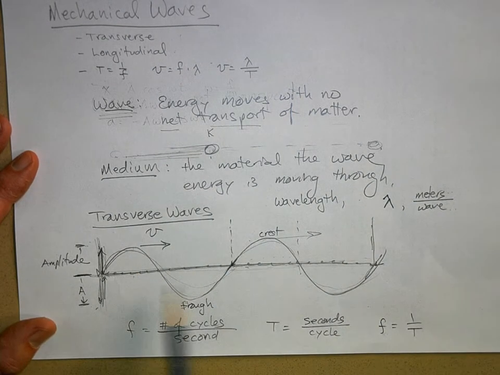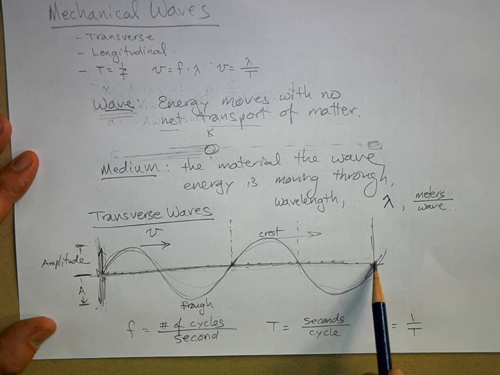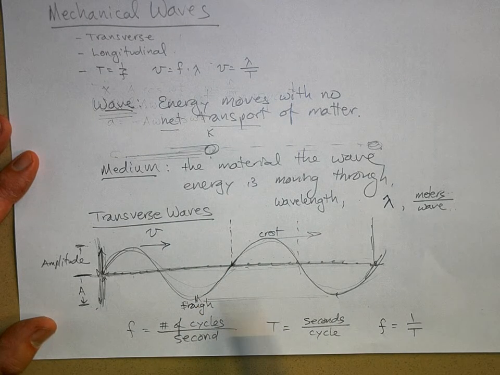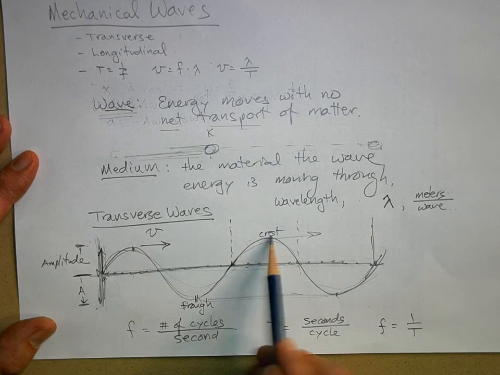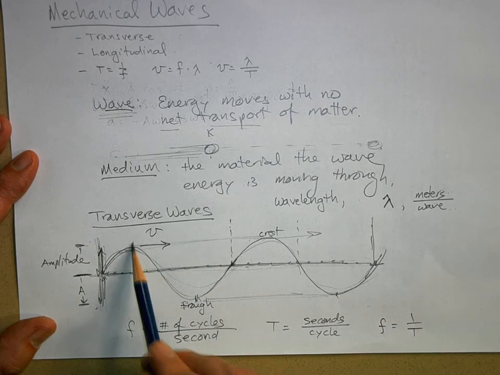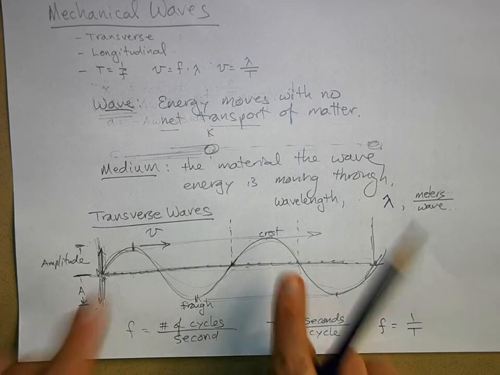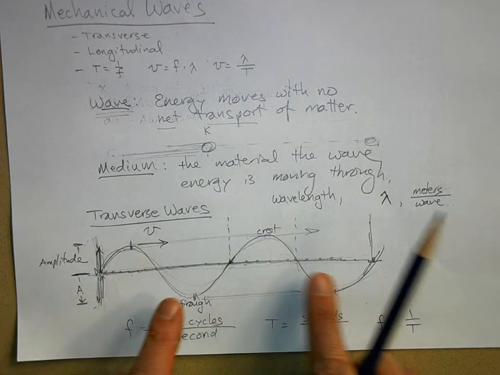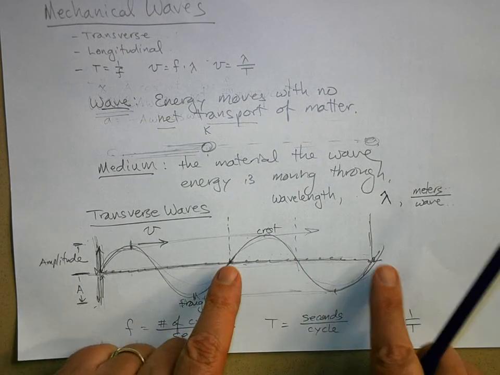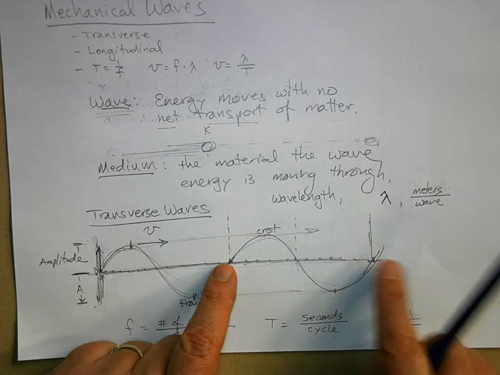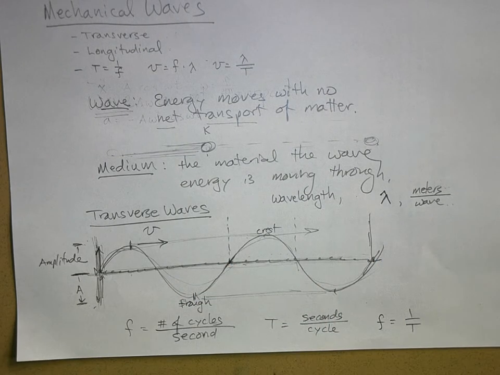Now I went from here to here, but you could easily go from trough to trough. This would be the wavelength, or crest to crest. That would be the wavelength. I mean, it's all going to be the same, no matter where you measure from. If this is a repeating part of the wave, and it's a good standing wave or good wave, constant frequency, constant speed, then the wavelength will be constant.